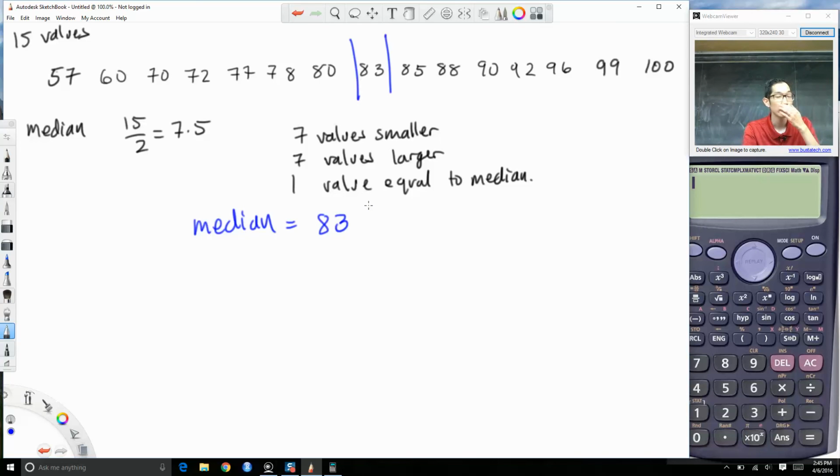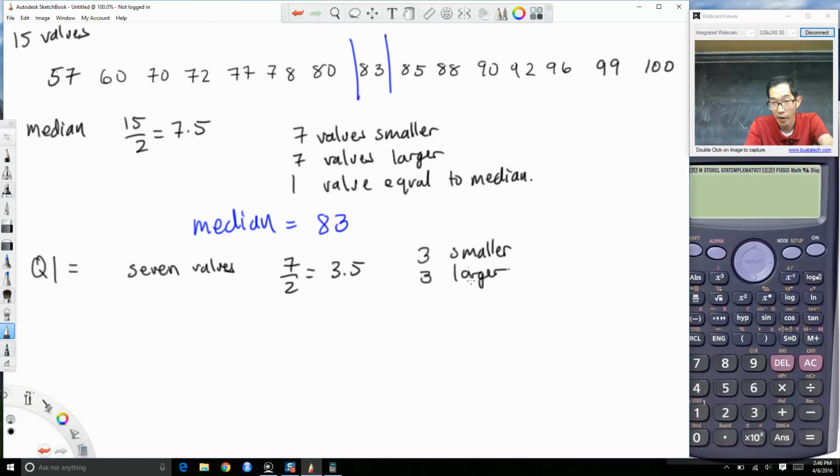Okay. All right, and then to get our quartiles, depending on what textbook you read, they might say different things. Our textbook says to do this, and that's what we will do: you just take this list of 7 and do the same thing. So we have 7 values. 7 divided by 2 is 3.5, so that's going to have 3 smaller, 3 larger, and 1 equal to Q1.